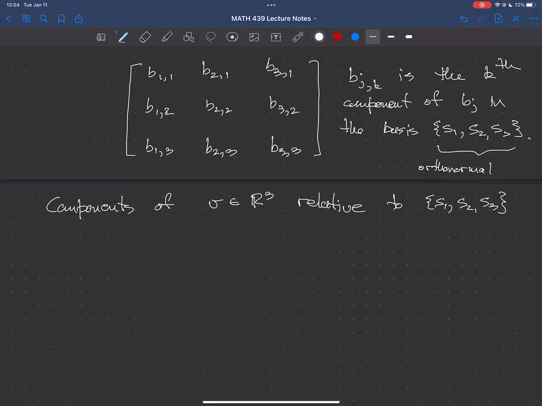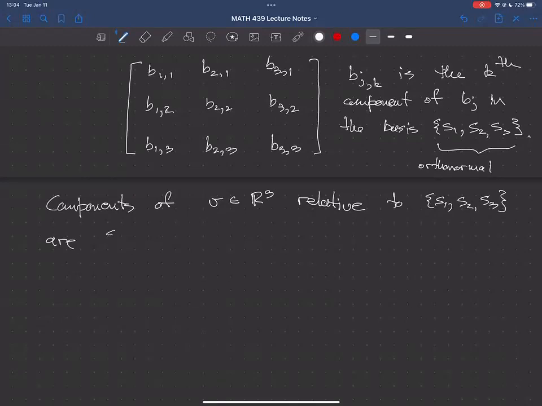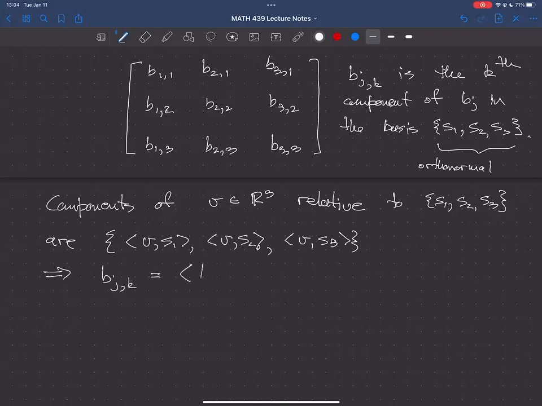Projection, inner products. Yeah, just take the inner product, exactly. The components are simply the inner product of V with S1, V with S2, and V with S3. So what this means, therefore, is that Bjk is simply the inner product of Bj with Sk. This is a thing you can calculate relatively easily.